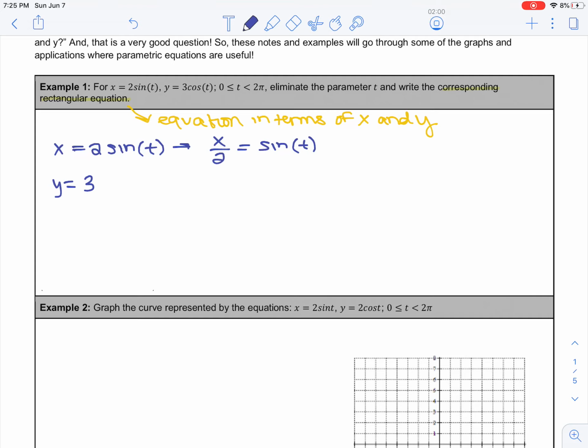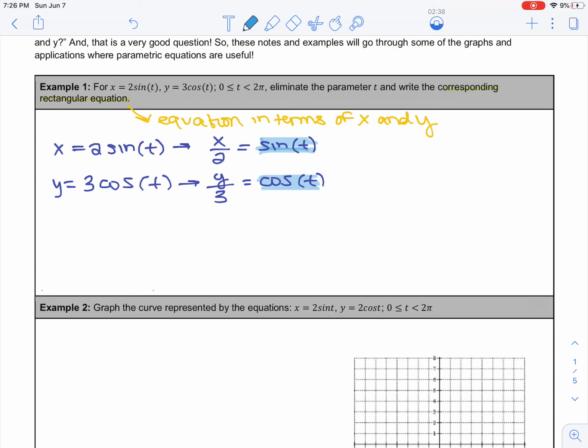So y equals 3 cosine of t. And following the same line of thought, I can divide out that multiplier to both sides and get y over 3 is equal to cosine of t. Now, I have not successfully eliminated the parameter t, but what I have done is I've rewritten these equations where it's just sine of t isolated on one side and cosine of t isolated on one side. And this is going to lead me to think about using some sine and cosine relationships.